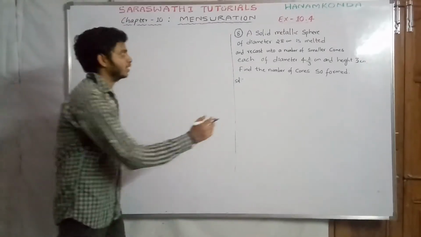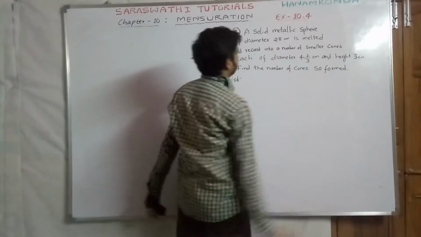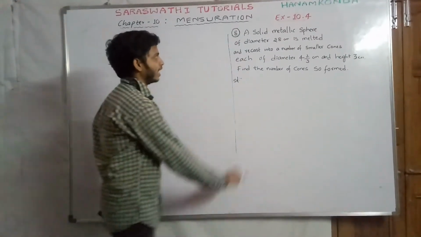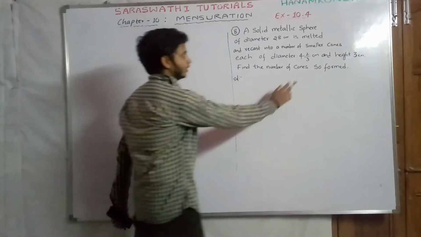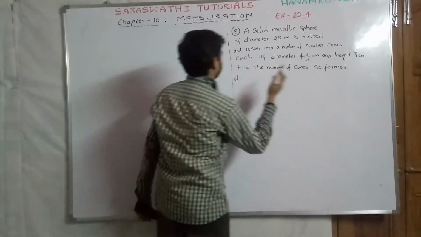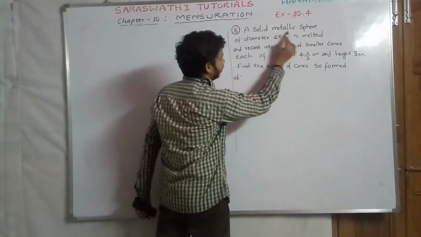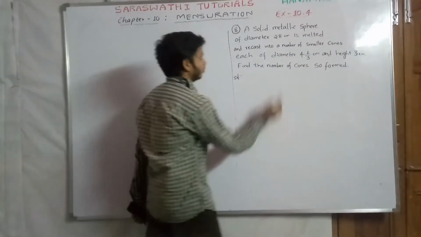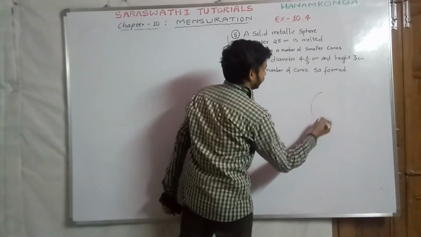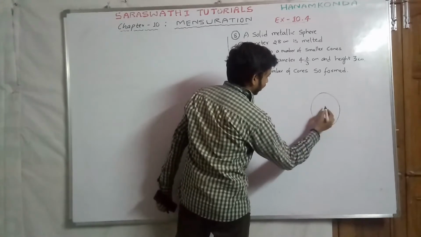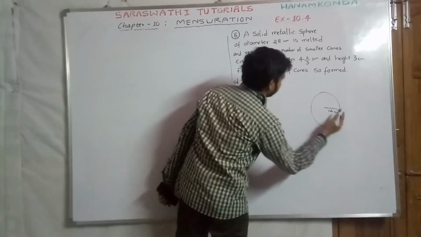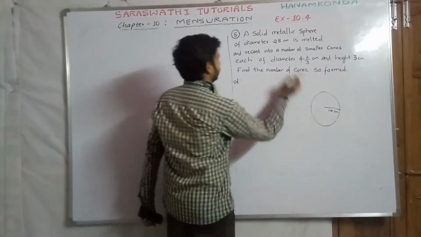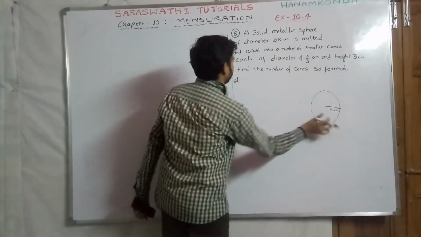The next question is: a solid metallic sphere of diameter 28 centimeters is melted and recast into a number of smaller cones, each of diameter 4 2/3 centimeters and height 3 centimeters. So the metallic sphere has a diameter of 28 centimeters, which means the radius is half of the diameter, that is 14 centimeters.